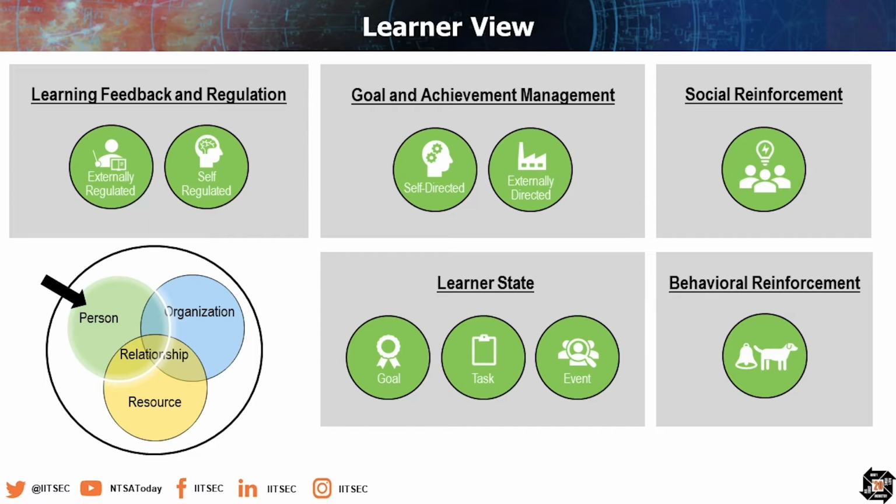Whereas self-regulated has grown out of the adult learning world, where you're doing your own assessments of your own progress. Next is goal and achievement management. Are those goals self-directed or externally directed? This is very similar to the differences between formal, non-formal, and informal training. But again, this is coming at it from the learner's perspective. So are they being told what to do, or are they figuring out what they need to do on their own?